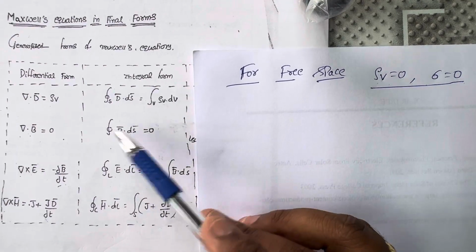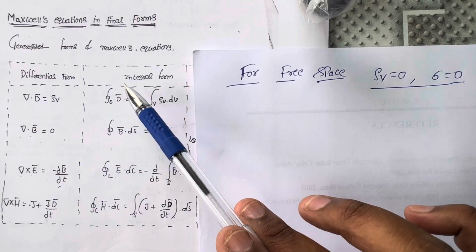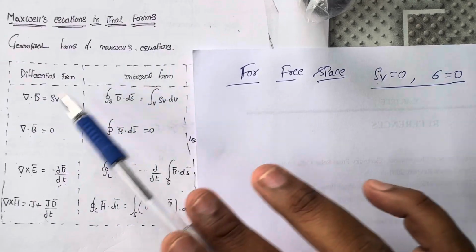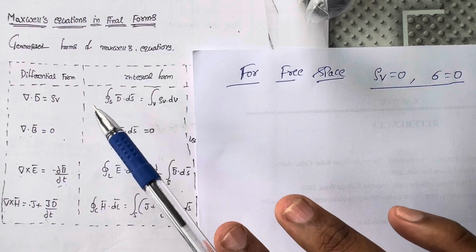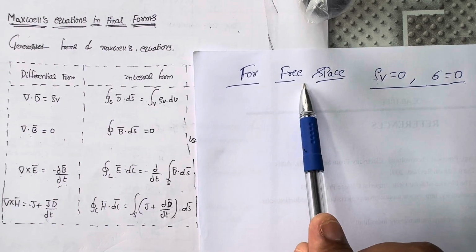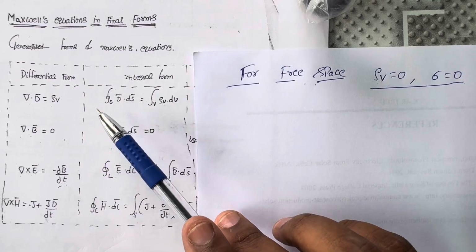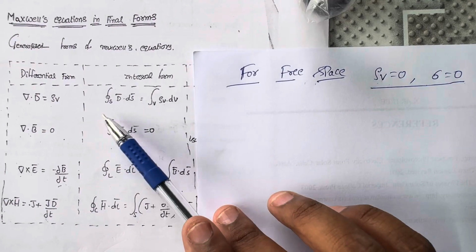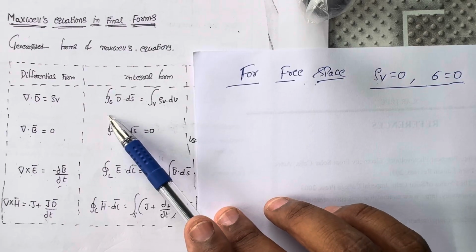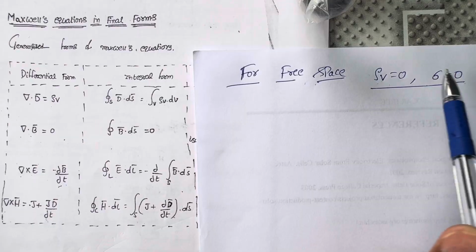Just look here carefully. These are the Maxwell equations in final forms. Now for these final forms I am converting into the free space point of view. Now these will become Maxwell equations for free space. In case of free space, rho v is equal to 0 and sigma is equal to 0.